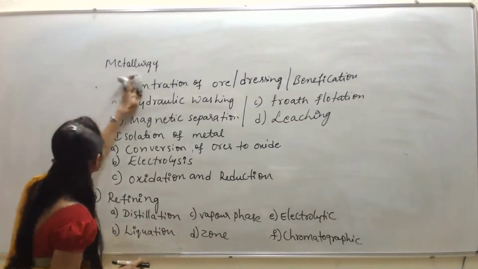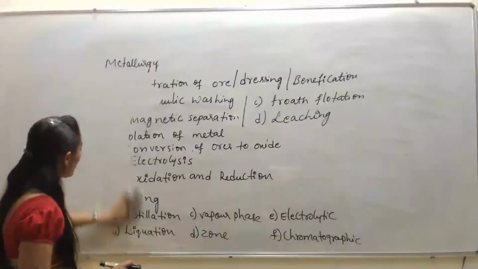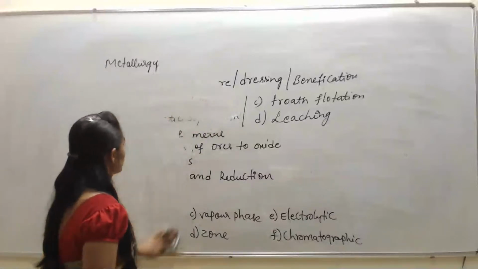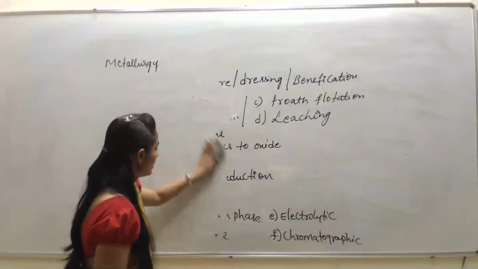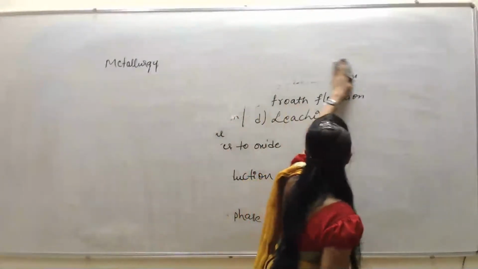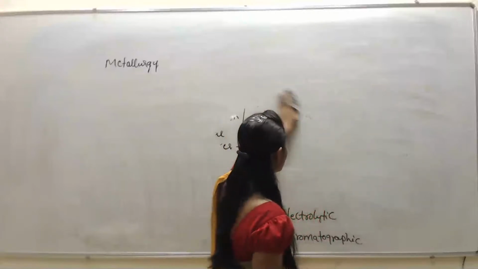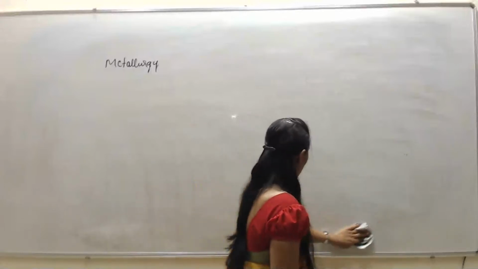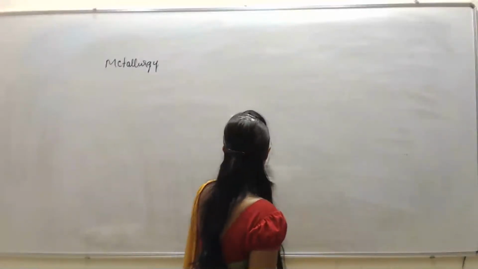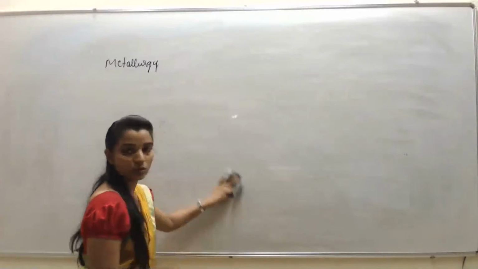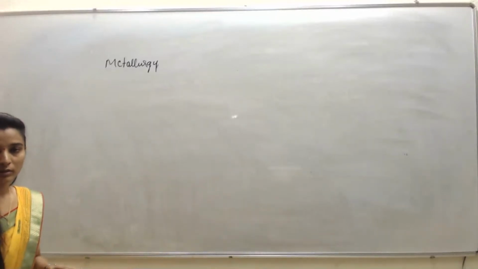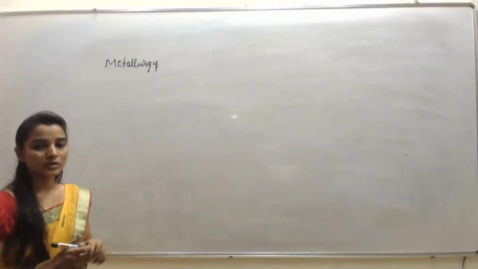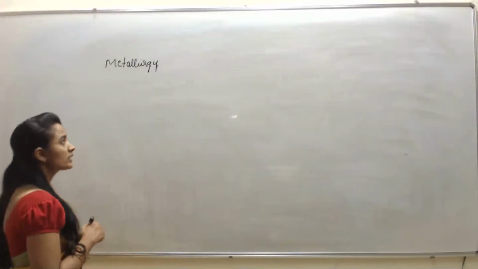Next one is some important ores of the metals. This one is very important for 1 mark. As I told you in yesterday's class, this chapter carries 4 marks: 1 question for 1 mark, and 1 question for 3 marks. That is question number 19. Question number 19 is for 3 marks, which is from this chapter, and the 1 mark question may vary.